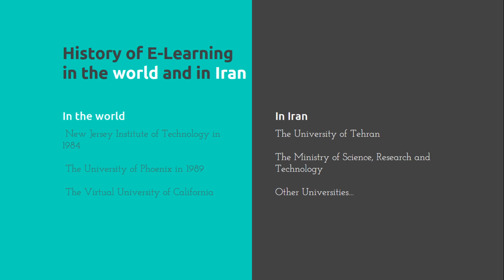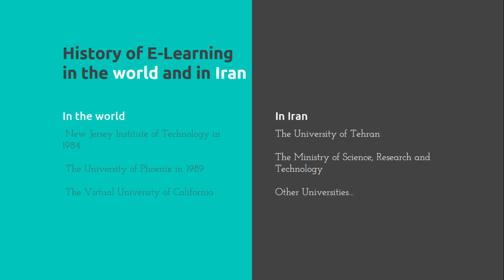With the advent of the internet, the first undergraduate and graduate courses were created online by the New Jersey Institute of Technology in 1984 in the field of engineering, where learners were also awarded degrees. The first online training was provided by the University of Phoenix in 1989, and the Virtual University of California opened more than 1,500 courses. In this type of training, it does not matter what time and place the learners are.